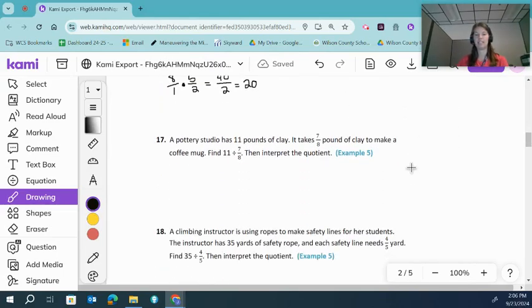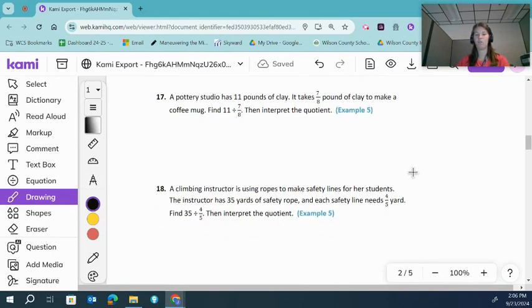Now, if we see this in a word problem, a pottery studio has 11 pounds of clay. It takes 7/8 pounds of clay to make a coffee mug. So we are taking 11 divided by 7/8. That's going to tell us how many coffee mugs we can make from our 11 pounds of clay.